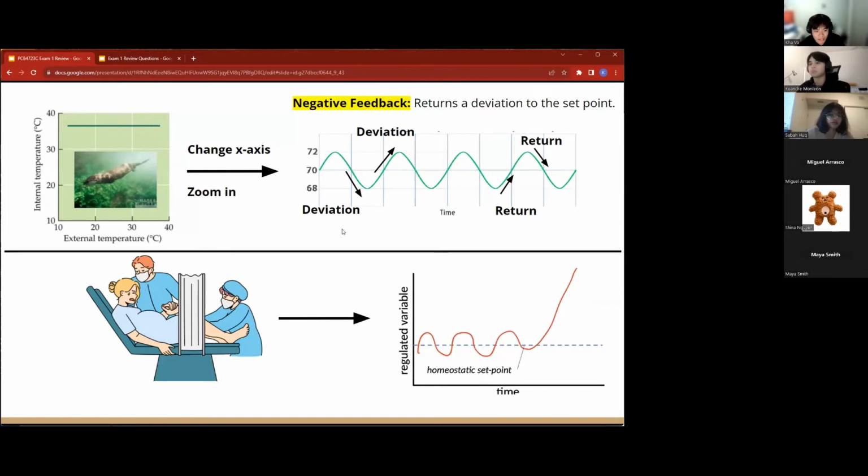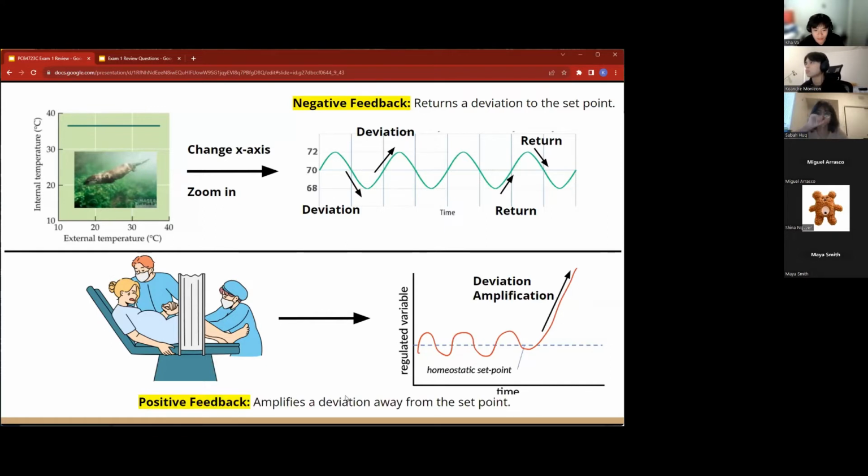All right, next we have positive feedback. The definition for that is simply, rather than returning to your set point, you amplify the deviation away from it. So once again, make sure you understand the importance of this slide. These definitions are kind of strict in that sense.